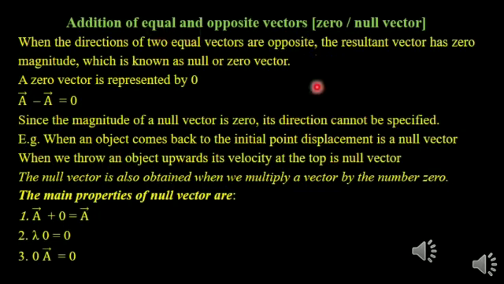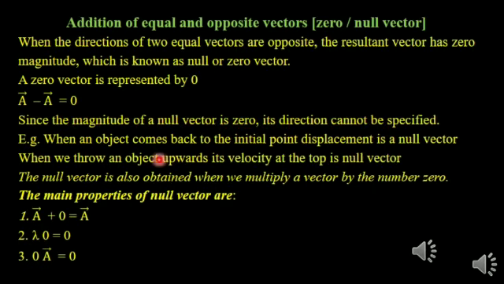When the directions of two equal vectors are opposite, the resultant vector has zero magnitude, which is known as null or zero vector. A zero vector is represented by 0. Vector A minus vector A equals 0 vector. Since the magnitude of a null vector is 0, its direction cannot be specified.